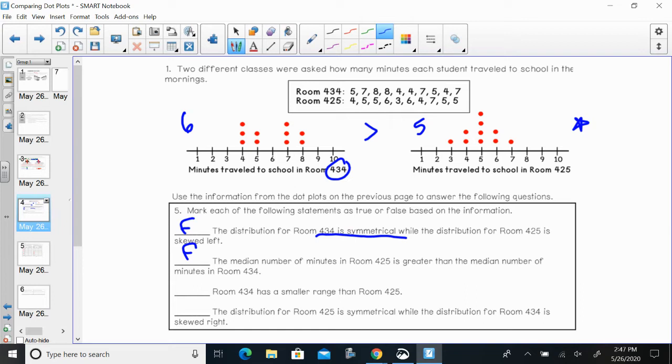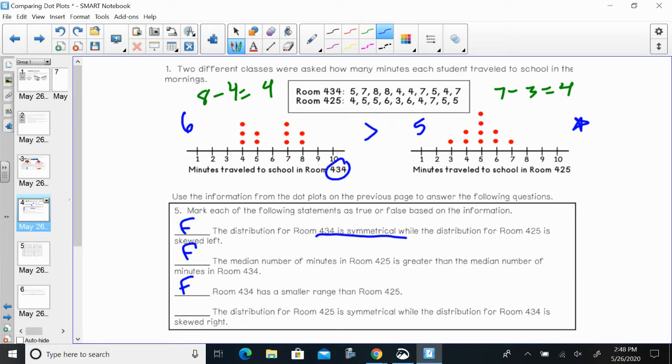The next one, room 434 has a smaller range. Okay. Remember from last week, range was the highest minus the lowest. I'll start with room 434. The range was 8 take away 4, which is 4. And with room 425, to find the range, I would take the highest, which is 7, take away 3, which is also 4. So this has to be false because their ranges are equal.